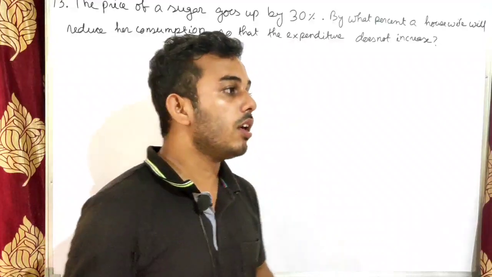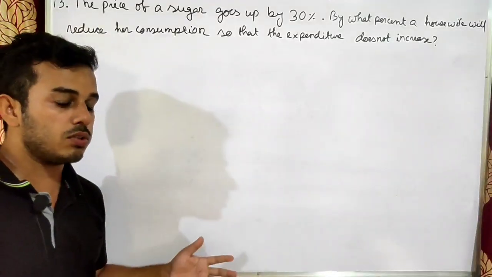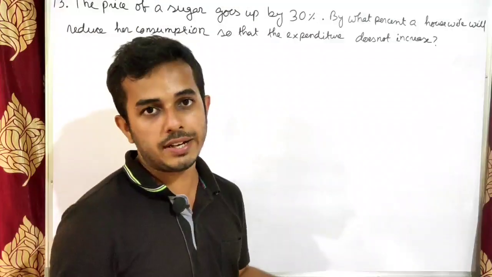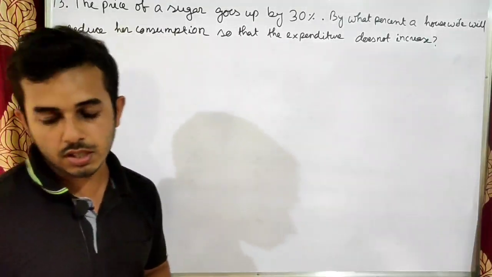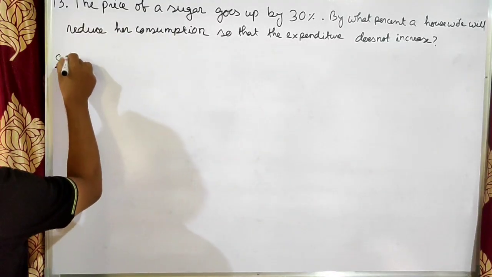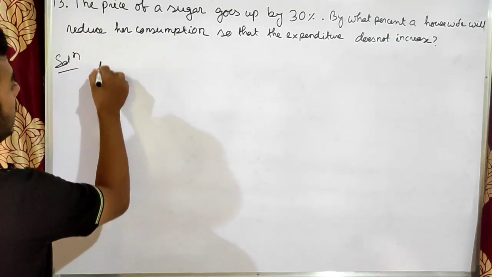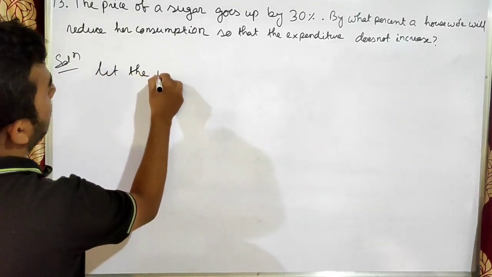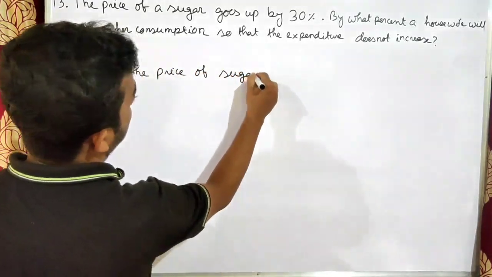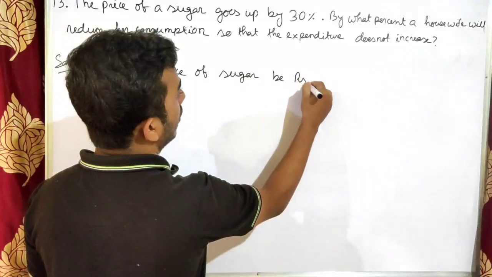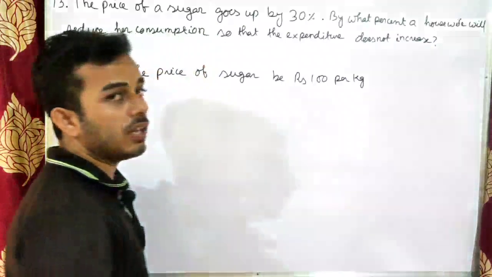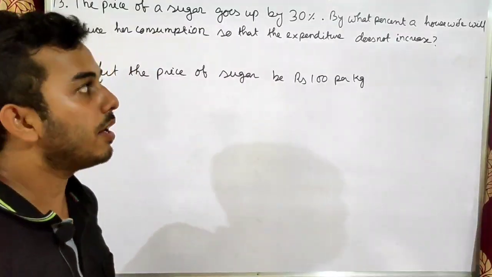Clear? Okay, so in percentage we generally consider the quantity to be x or 100. So here also we will consider, write the solution: let the price of sugar be rupees 100 per kg. Okay, let the price of the sugar be rupees 100 per kg.